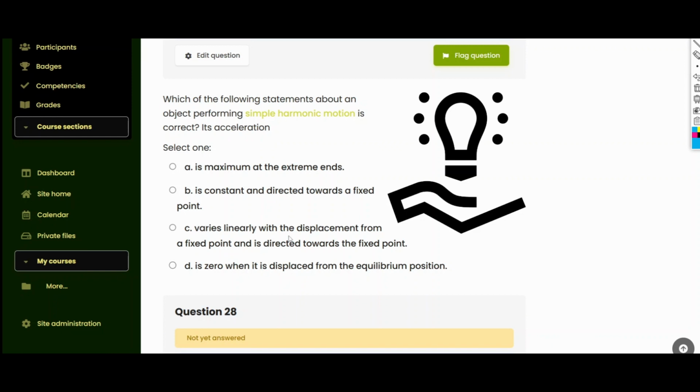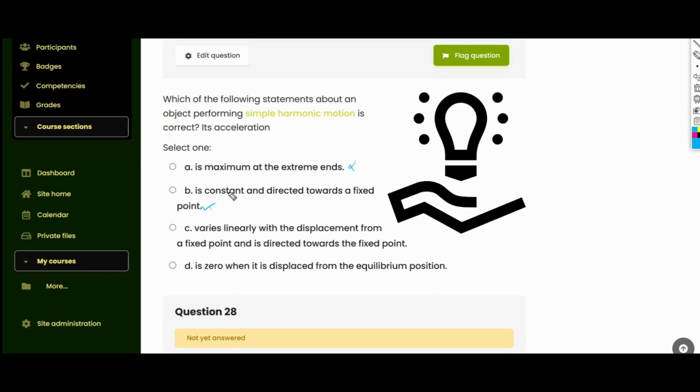The next question: which of the following statements about an object performing simple harmonic motion is correct? A says the acceleration is maximum at the extreme position. We've emphasized that at the extreme end, the potential energy is maximum. But in simple harmonic motion, the acceleration is not constant at each point; it is directed towards a fixed point. So the first one is wrong.